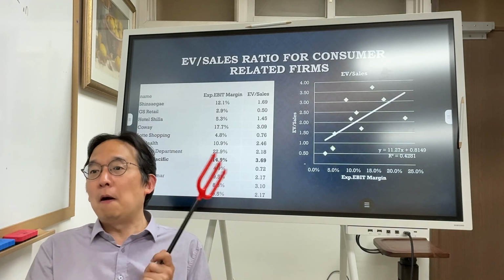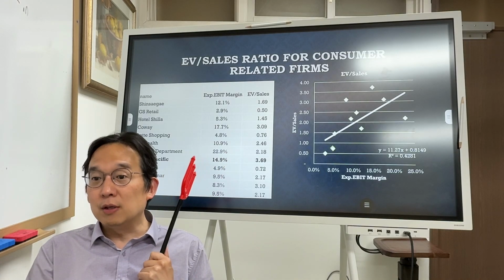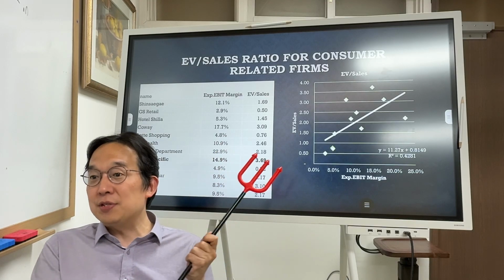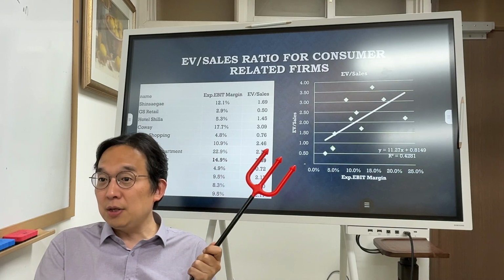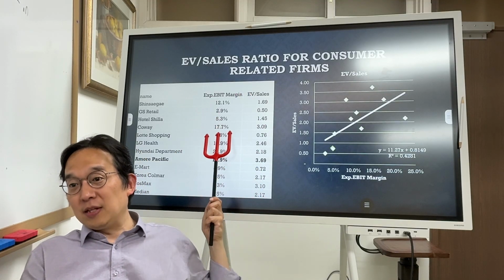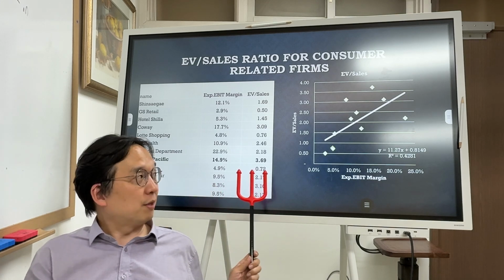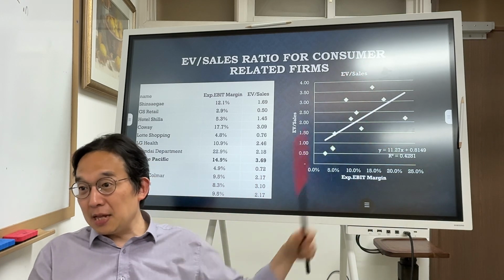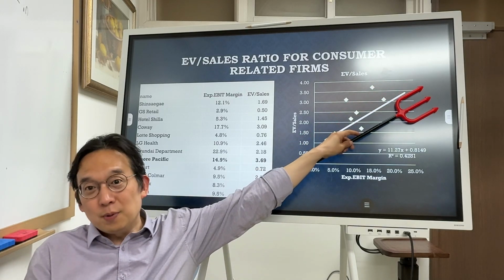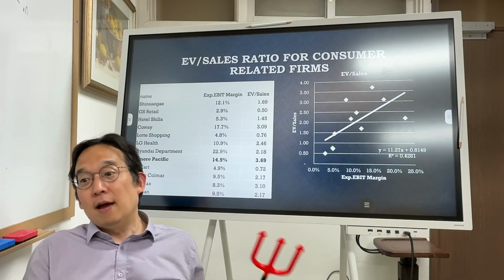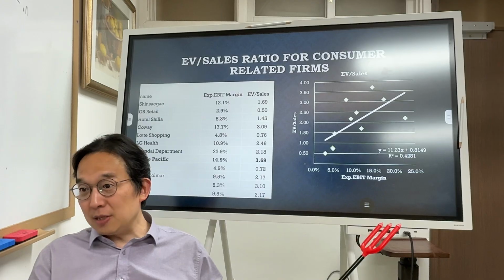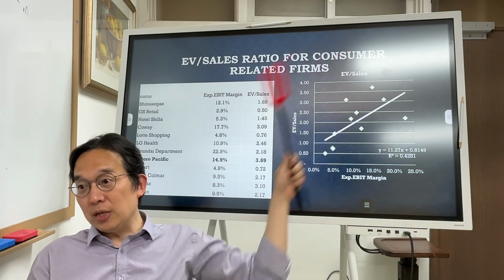You remember, in this example, we are focusing on Amore Pacific, by the way. We have to focus on the EV to sales ratio for consumer-related firms in Korea, the EV to sales ratio and then the expected EBIT margin. Can we run a regression using a scatter plot in Excel? Over here, we see a positive slope, the regression line, okay? And then we confirm our intuition: higher profitability, higher EV to sales ratio is confirmed.